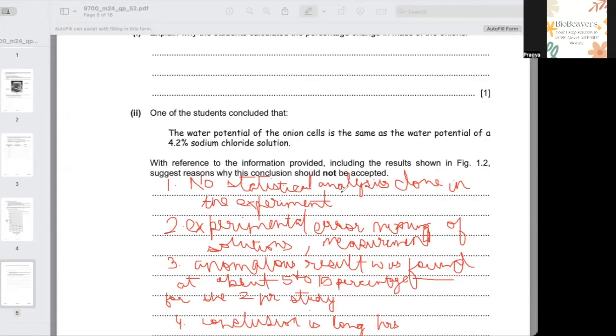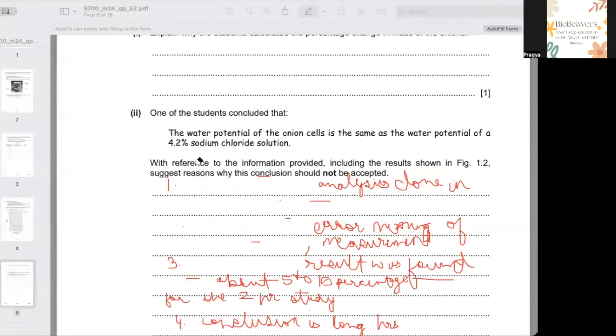So here we talk about very general points in the first three pointers. That is, there is no statistical analysis, there is experimental error, there is anomalous result. It is only the last point when we pick up a pointer from the data which is given to us. That is, the conclusion is only applicable when we do the experiment for hours and not for very less time. Okay, so that is one of the things which we are talking about here. Let's move on to the next question.